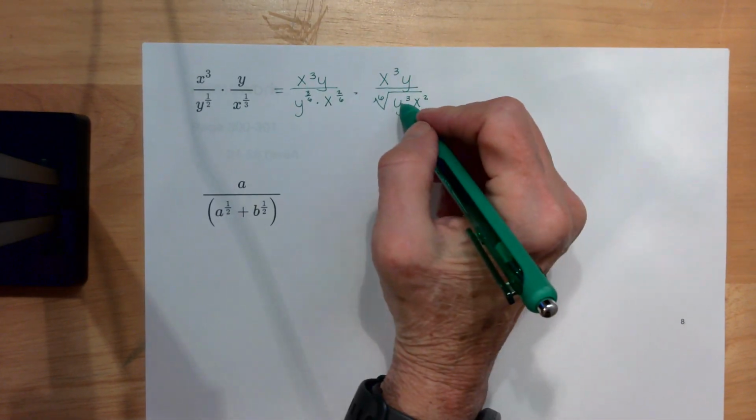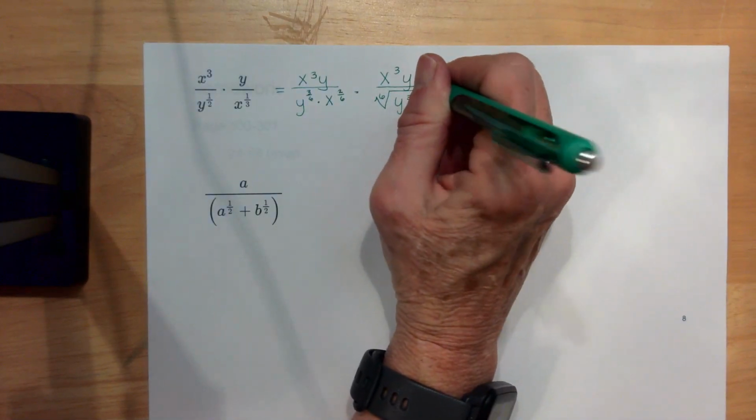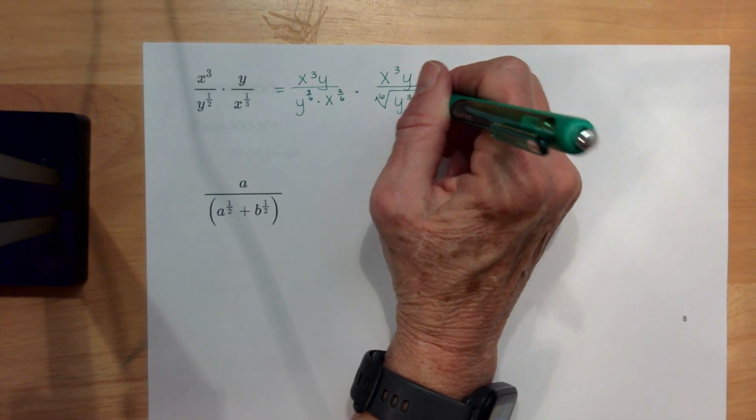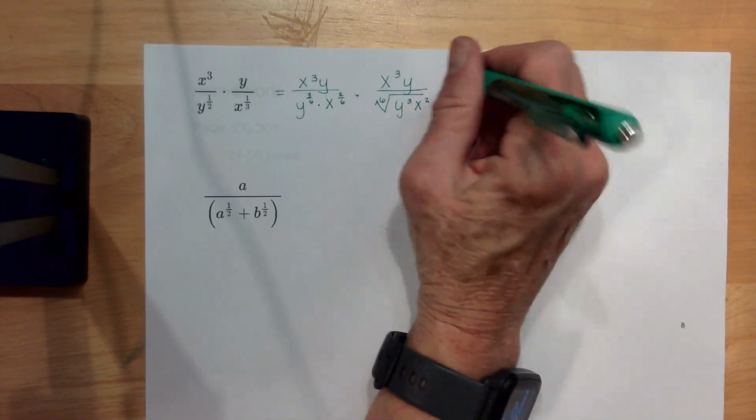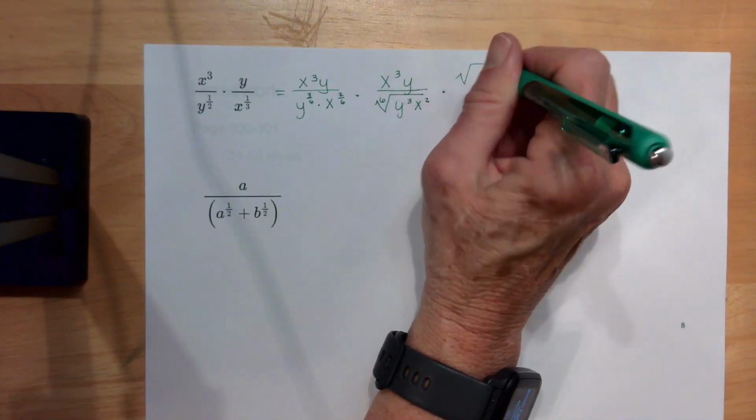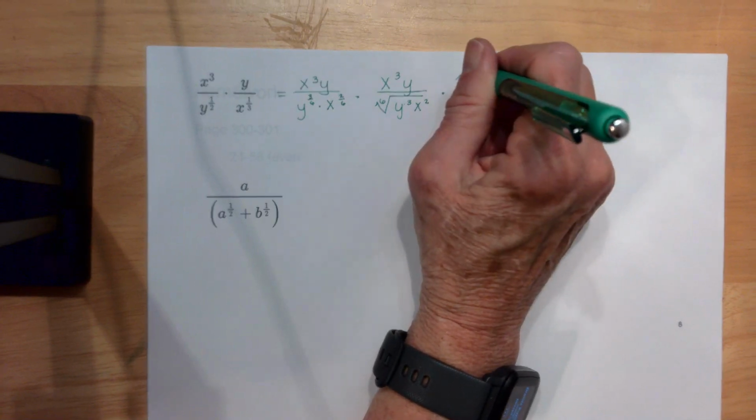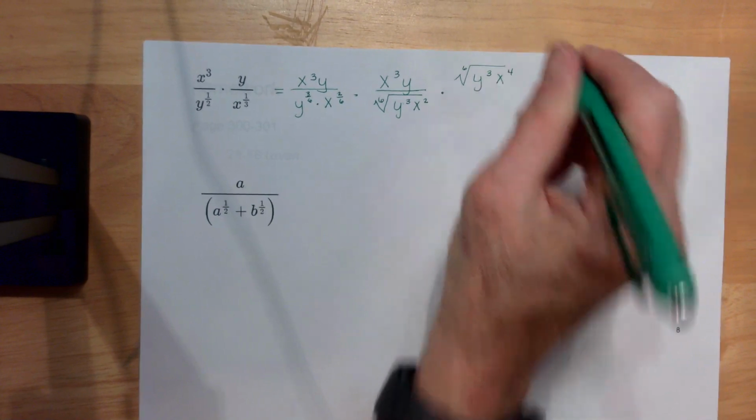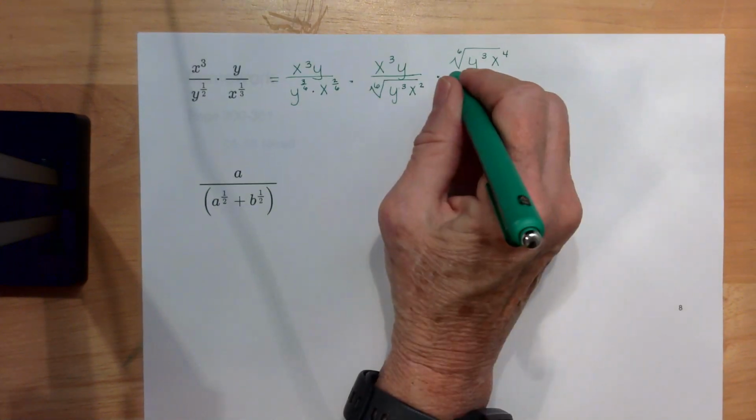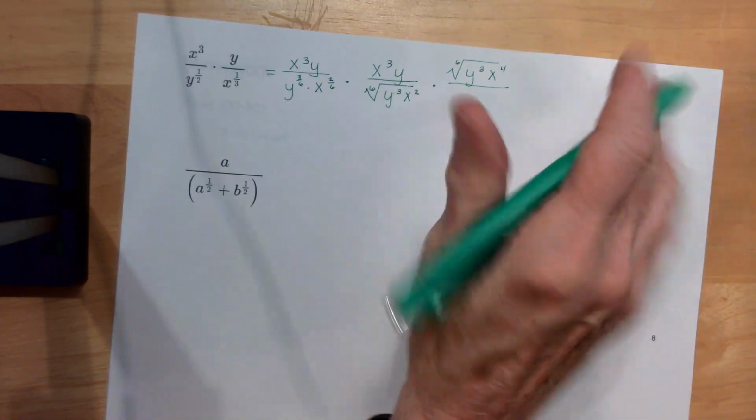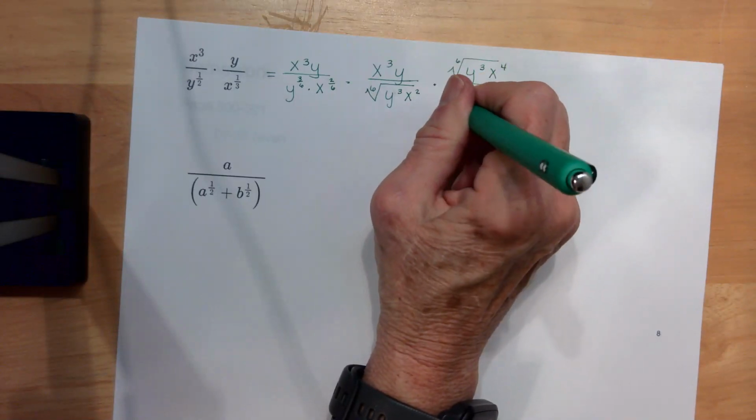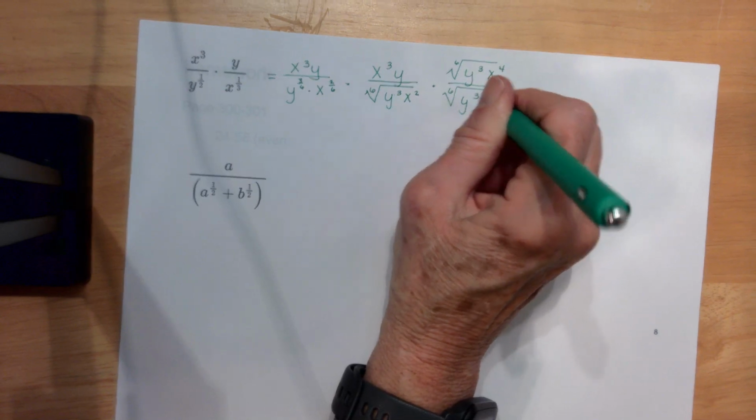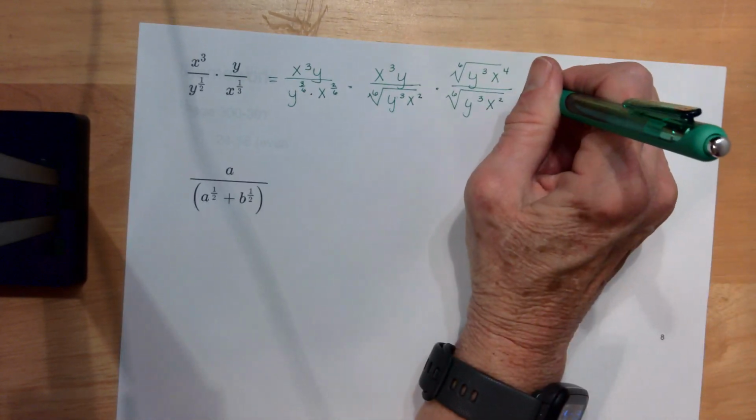Okay, now I would have to get rid of these, and to be able to get rid of them, I'm going to need a y to the 6th and an x to the 6th. So I would have to multiply this by the 6th root of y to the 3rd and x to the 4th, because that's what's going to give me the y to the 6th and the x to the 6th. So on the bottom, I've got the same thing here. Because remember, when you're multiplying, you add the exponents.